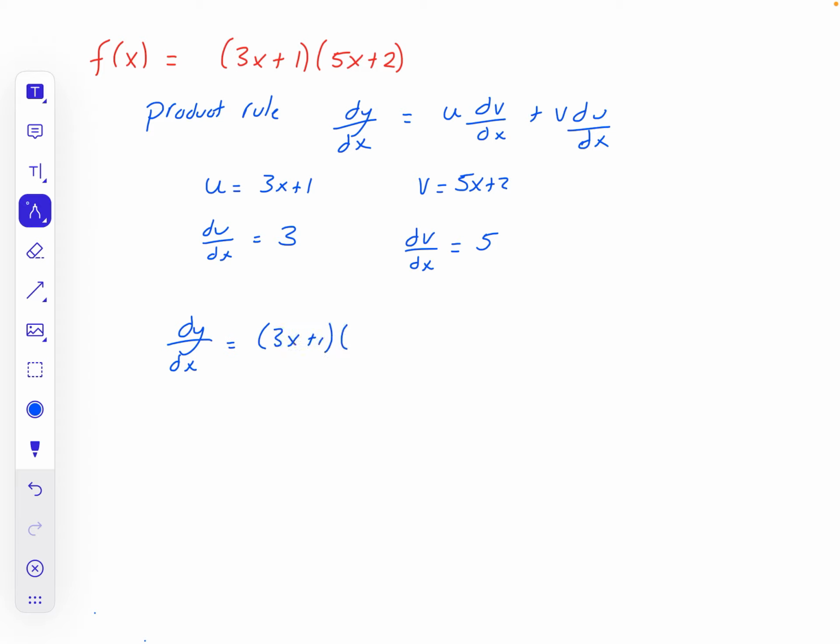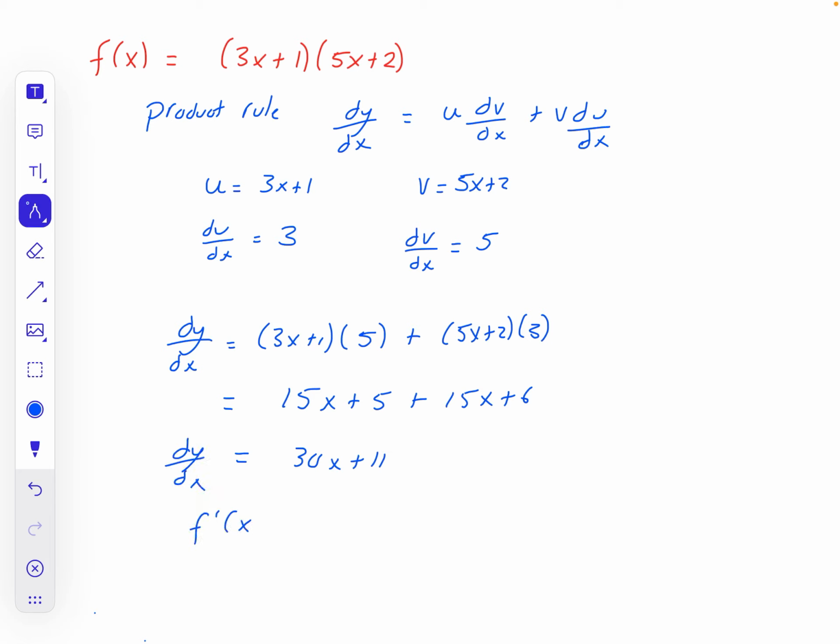So dy dx is u, which is 3x plus 1, multiplied by dv dx, which is 5, plus v, which is 5x plus 2, multiplied by du dx, which is 3. Tidy this up a little bit, it'll be 15x plus 5, plus 15x plus 6. So we will get 30x plus 11 for my dy dx. Or if you want to call that your f dash x, it's 30x plus 11. dy dx, f dash x, both mean the same thing. Okay, so that's our product rule.